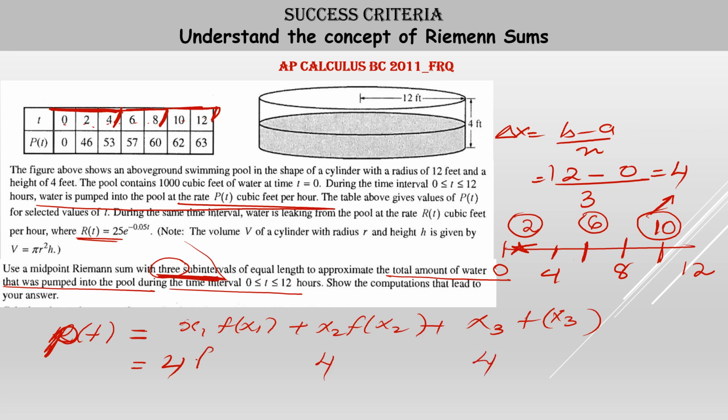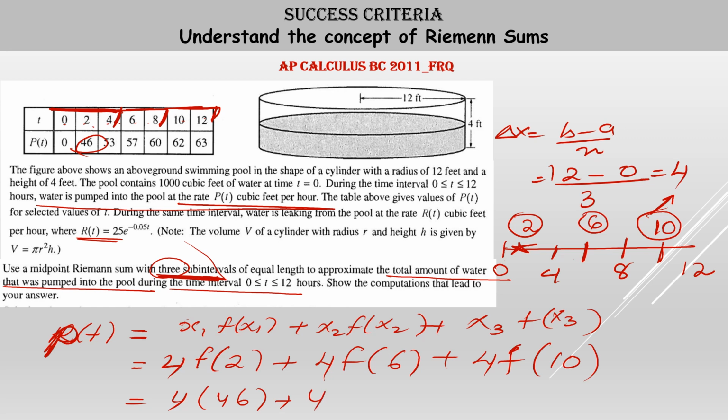Now here what will you write? For x1 you will write f of 2, the midpoint. Then your midpoint is 6 between 4 and 8. Then between 8 and 12, your midpoint is 10. So 4. Now f of 2 is what? 46.